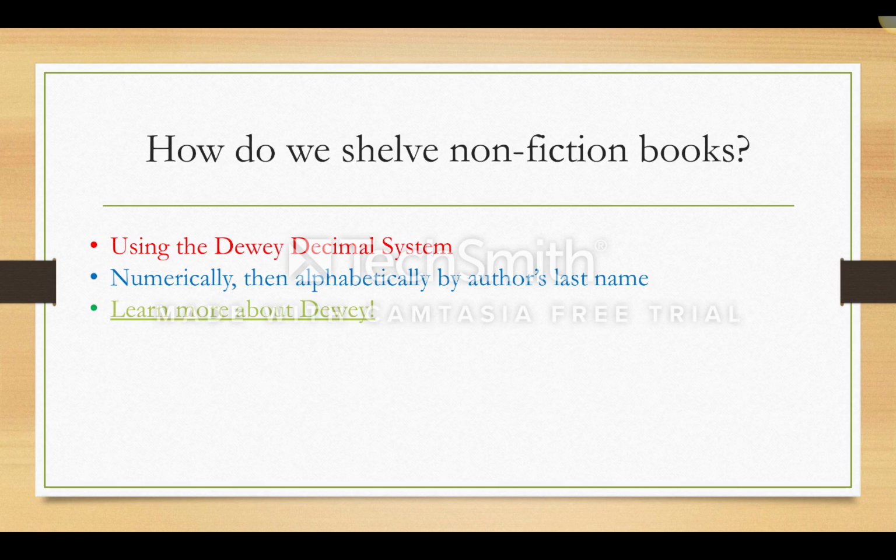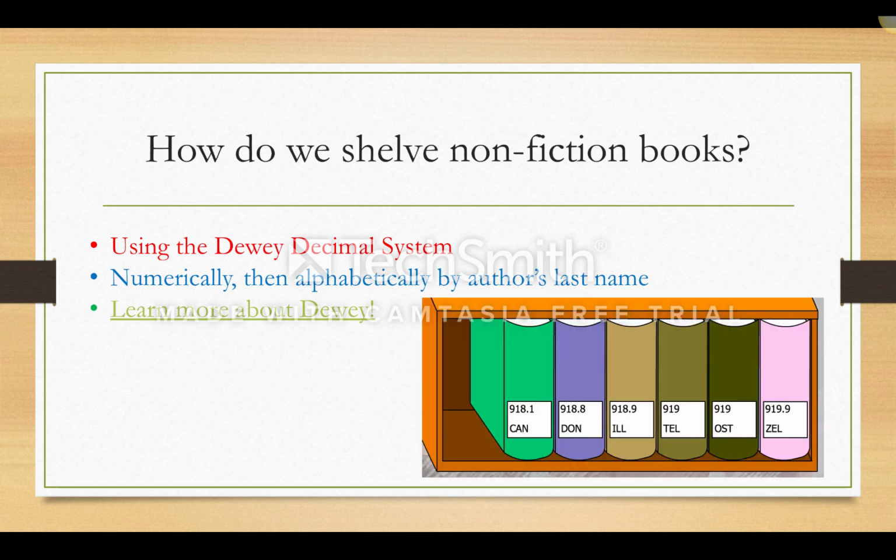So, nonfiction books are shelved in straight numerical order, and then alphabetically by the letters in the author's last name. So if we take a look at this shelf as another example, is it shelved correctly? It looks like those 2 books there in green, the 919s, are mixed up and should be switched around.